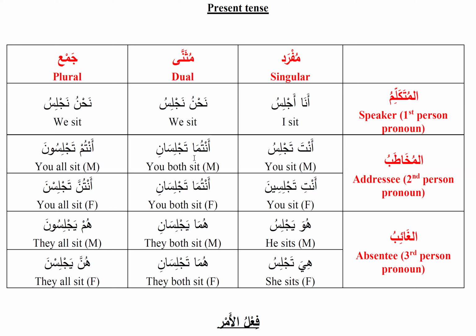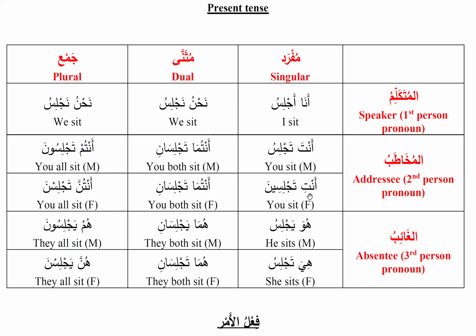And for antum, for plural male, we would add a waw and noon at the end. The waw is to show that it's plural, and the noon is a sign of it being rafa', and rafa' means marfu', that it is a nominative case. So anta tajlisu, antuma tajlisani, antum tajlisuna.